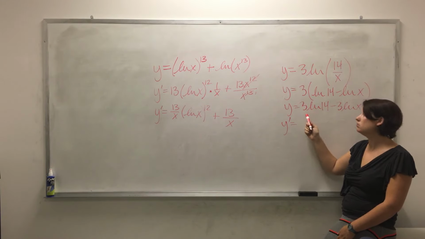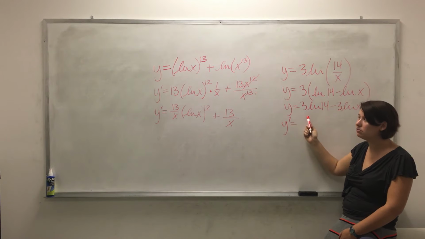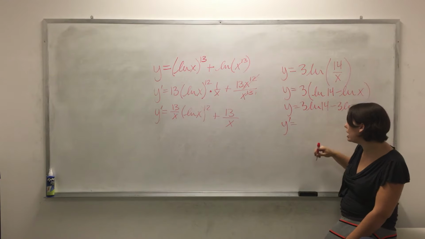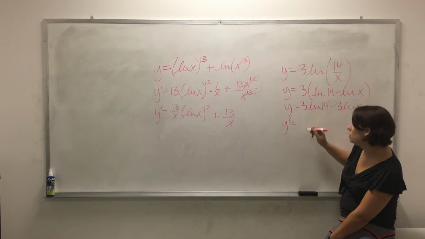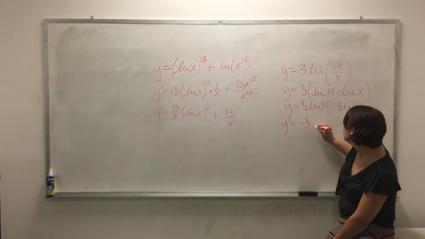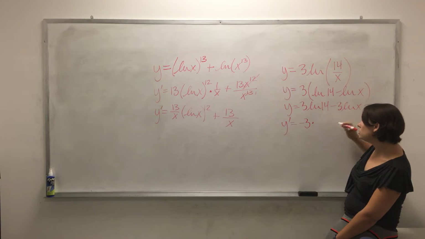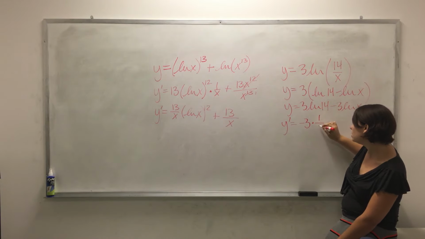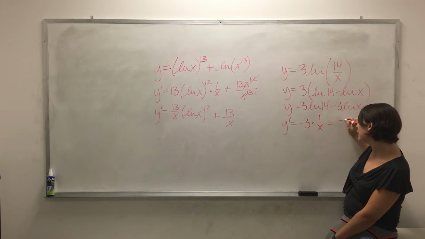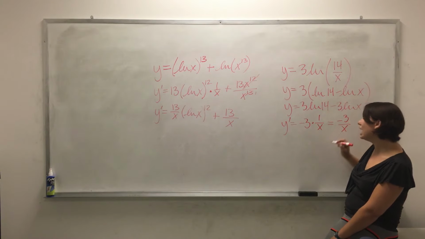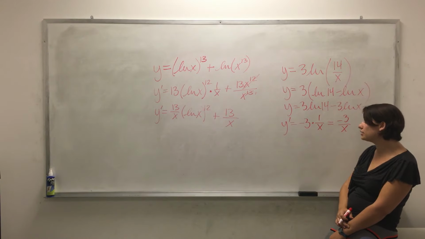Again, this is just a number. There's no variable here. The derivative of a number is 0, so it goes away. Minus 3 is the coefficient, so it gets rewritten, times derivative of the inside, which is 1, over the inside, which is x. So this is really just negative 3 over x, okay? That's our final answer again. That's our full derivative.